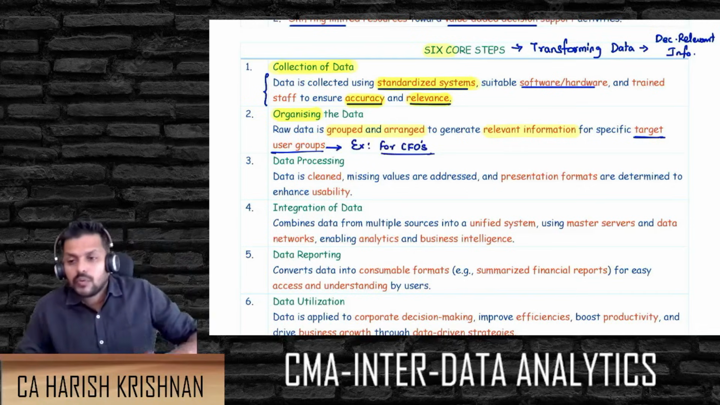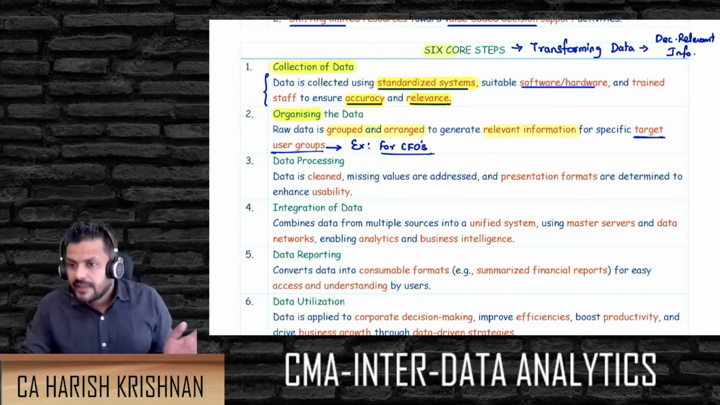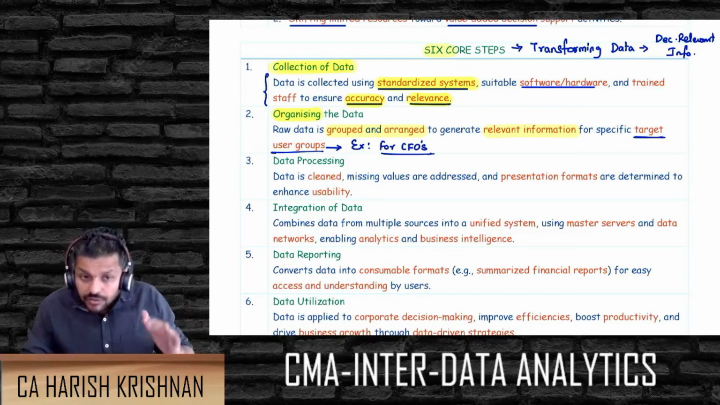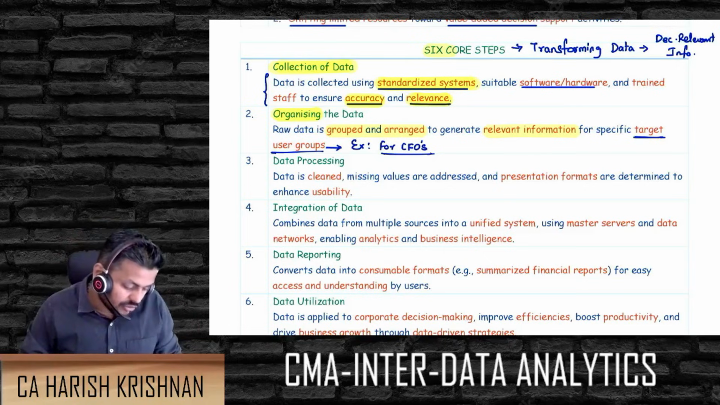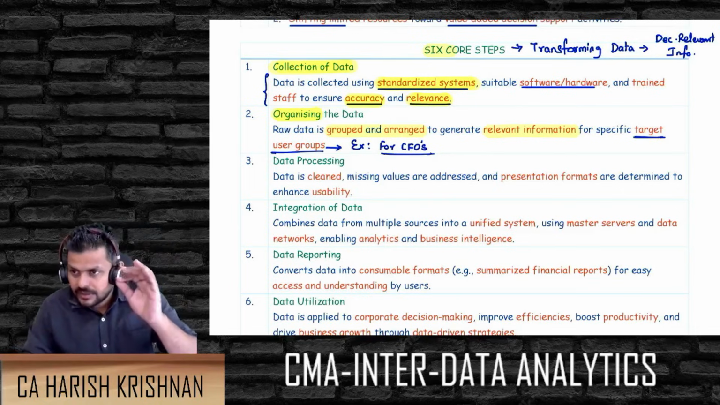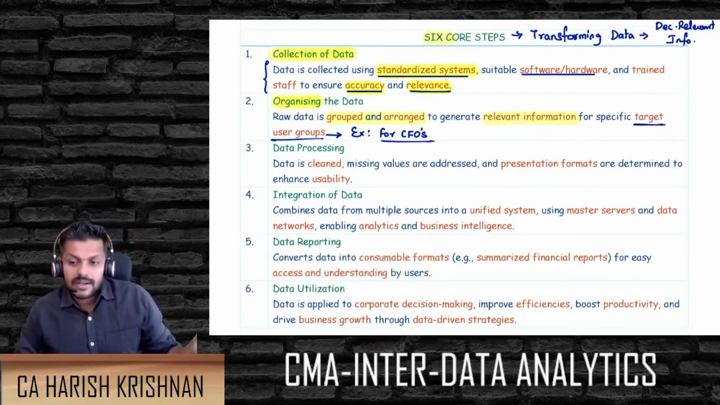For specific target groups, for CFOs, what information are they looking at? For CEOs, what information will they be looking at? What other information will somebody else be looking at? Like that, we are going to talk about various target groups. So collection of data followed by organizing the data. Guys, these are the 6 steps you are seeing now. This is what your entire book will drive through. How to do this?